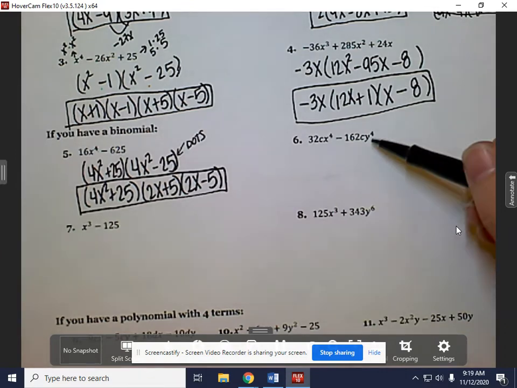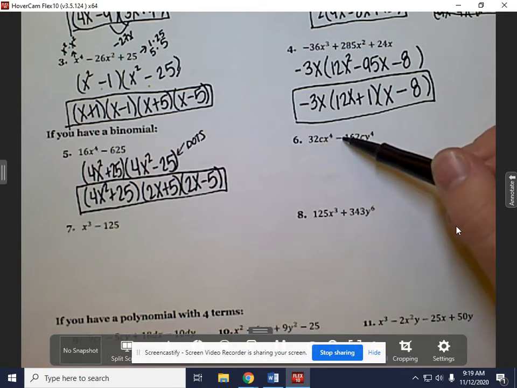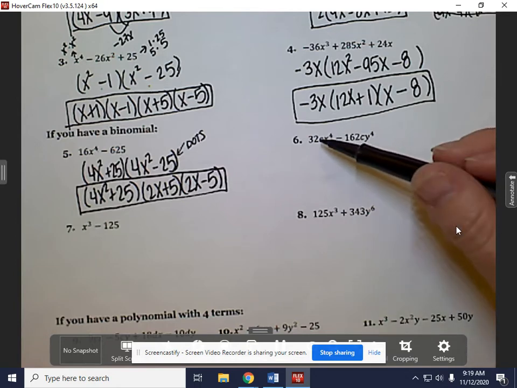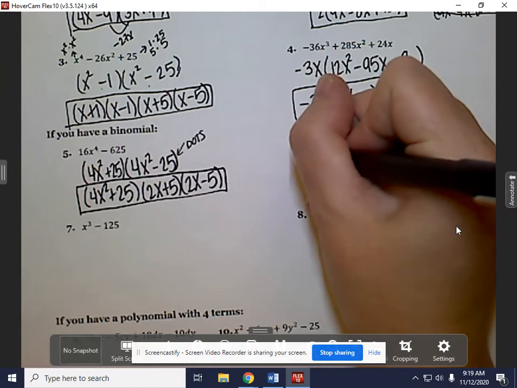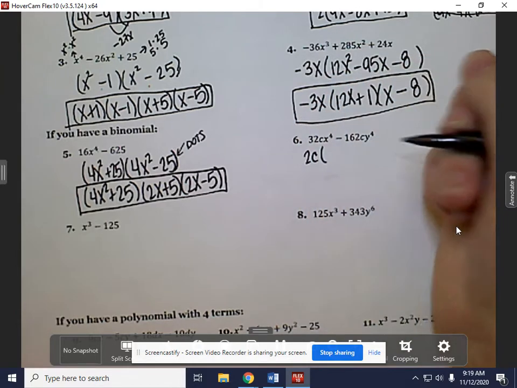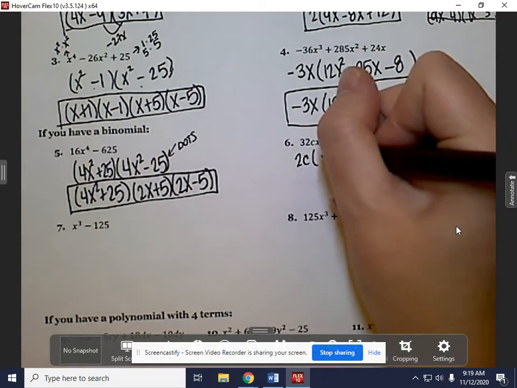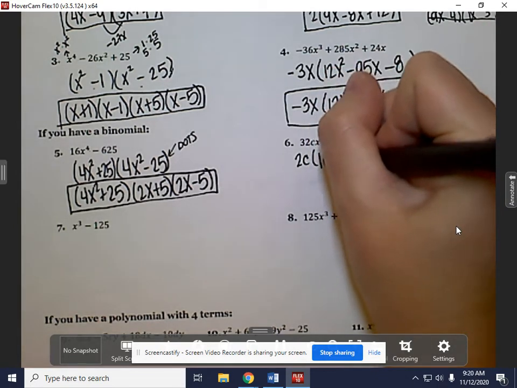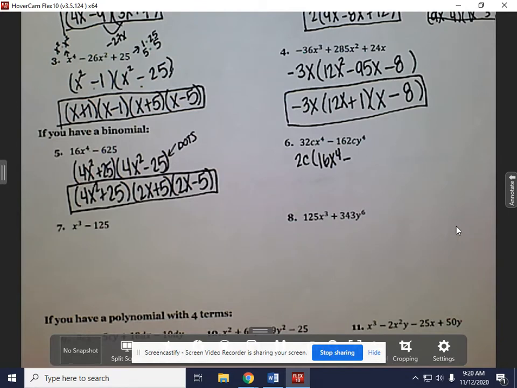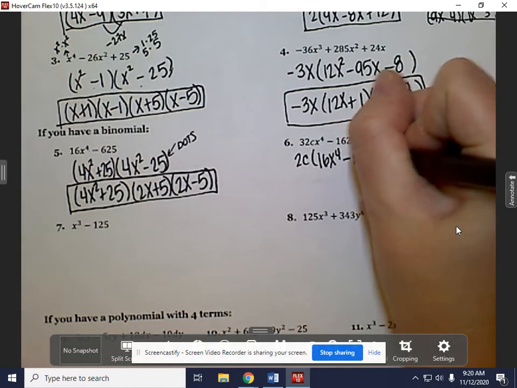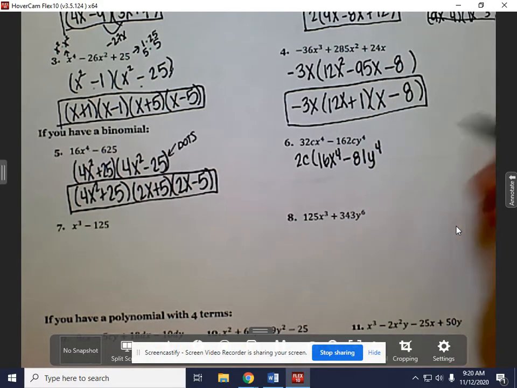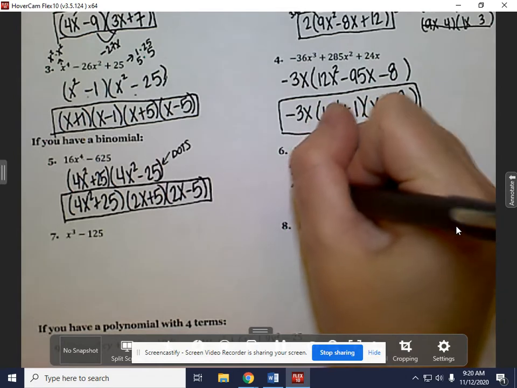So just some other things as I'm doing this one, I always check for a GCF as my first step. These are divisible by 2. So that would give me, I'm just making sure I'm right. 16x to the 4th minus, what's 162 divided by 2? 81, no, y to the 4th. All right, so let's factor 2 out.